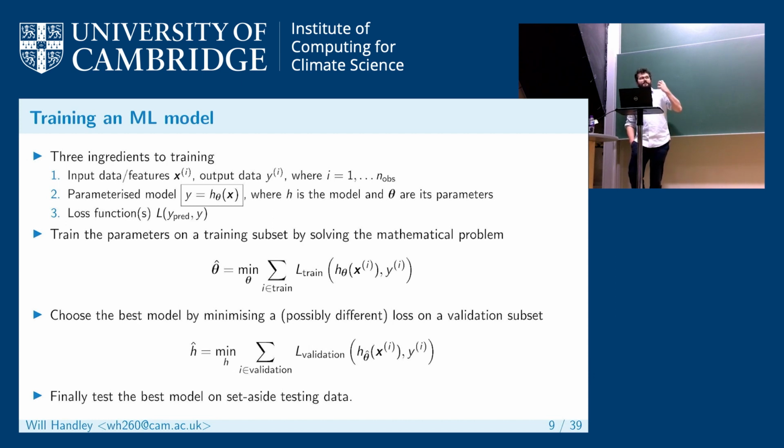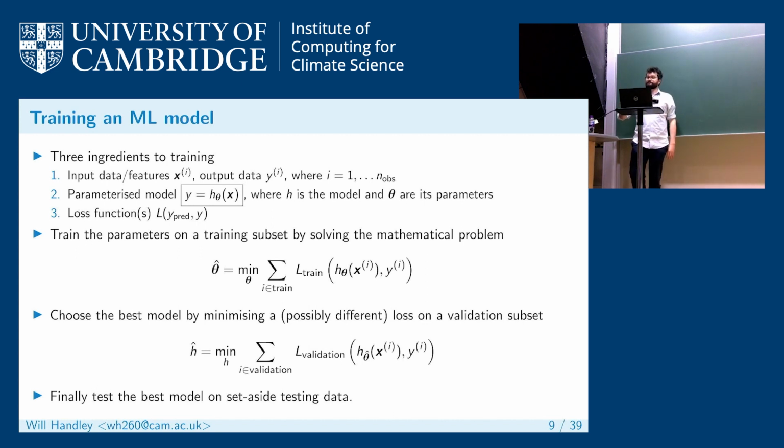And then there's a second stage, which we also discussed in some small detail, where you then try to choose the best model. And here we got to the stage where we were considering different models or different polynomial orders, but didn't really discuss how to pick the correct model, which is then done by choosing the best model by minimizing a possibly different loss function on a validation subset. And then finally, you would test the best model with set-aside data. And we're going to unpack this over the next few slides.